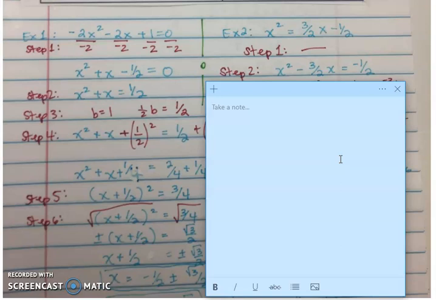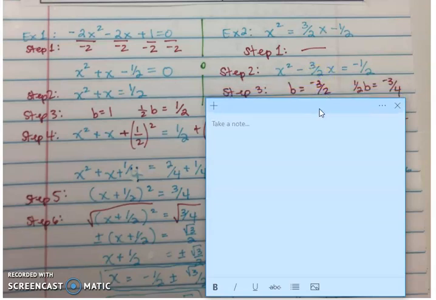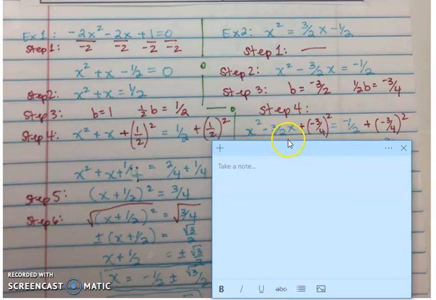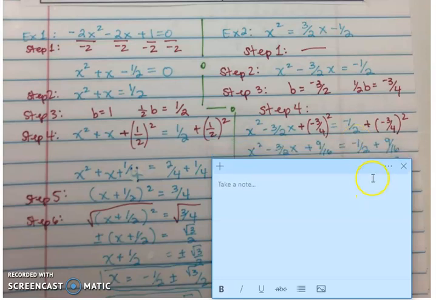You're now ready to complete step 3, which is to take half of b. b in this case is negative 3/2. Half of that is going to be negative 3/4. I'm just going to multiply 1/2 times negative 3/2, and that becomes negative 3/4. So now in order to do step 4, you are going to add the square of half of b on both sides. So we have x squared minus 3/2 x plus parenthesis negative 3/4 squared, and you'll do that on the left side and the right side of the equal sign. That becomes 9/16 when you square that.